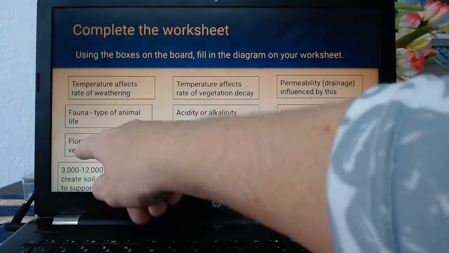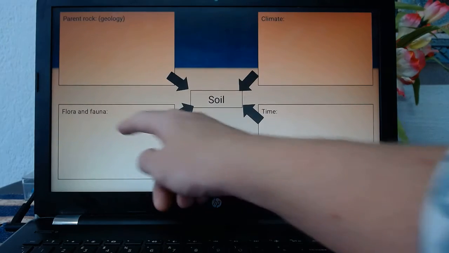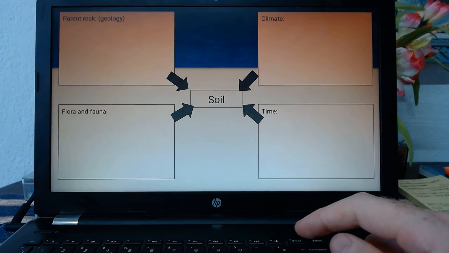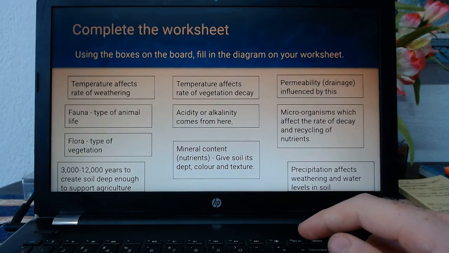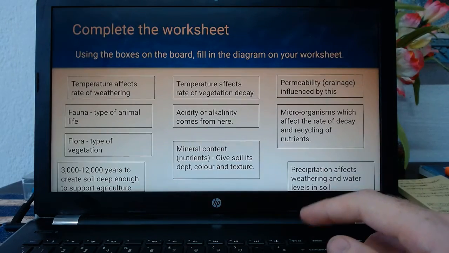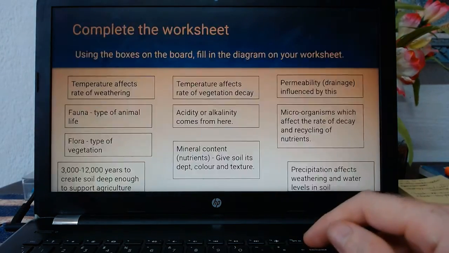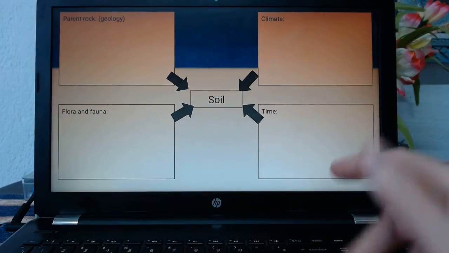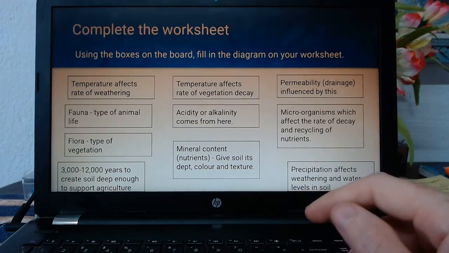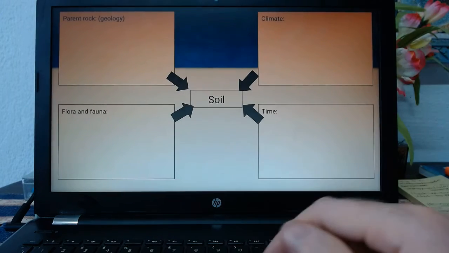You can see the words flora and fauna here. I'm not going to tell you about that one. So flora and fauna will be all living things. Okay, bacteria, plants, animals. And then there's only one of them which mentions anything about time or years, so that will go in the time one. Precipitation affects weathering and water levels in soil. Precipitation is rainfall. Which one does it go under? Okay, so you should be able to figure those out quite straightforward. Like I said, one goes in time, then there's 3, 3, and 3.